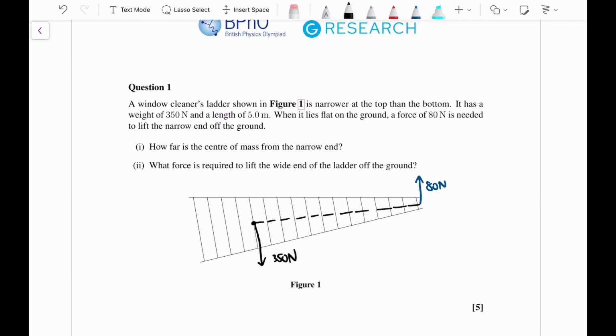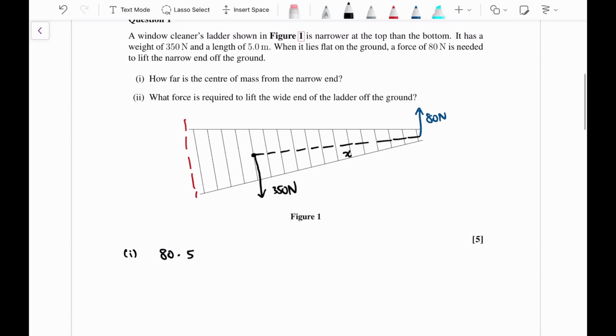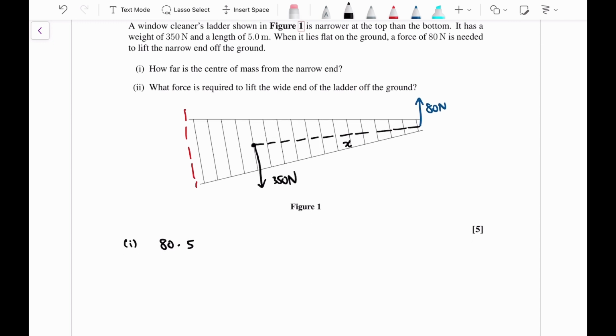is equal to x, and what we can do is set the moments to be equal to each other, so basically equilibrium of moments around this pivot. So for the first component, what we can say is 80 newtons times 5, because the ladder is 5 meters long, equals 350 times its distance from the pivot, and that will be 5 minus x.